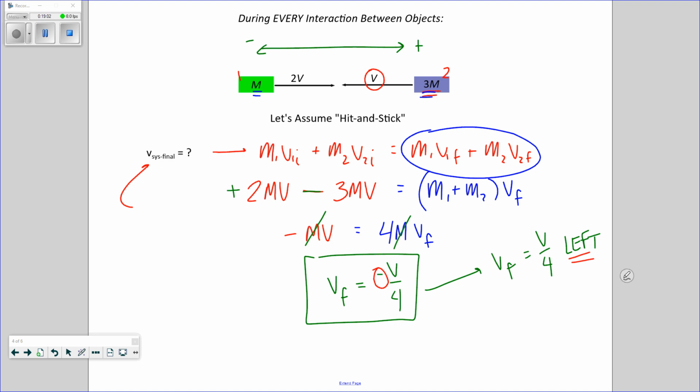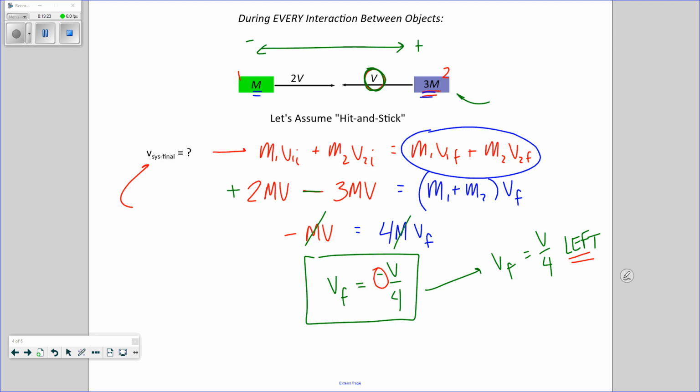So what does V over 4 mean? It means that no matter what this speed is, if these two masses have a ratio of 3 to 1, and they're moving with the speeds shown and the directions shown, then in the end, the system will move in the direction of the more massive one initially, but at a quarter of that one's initial speed.